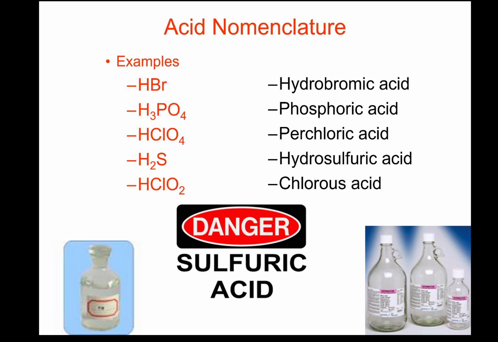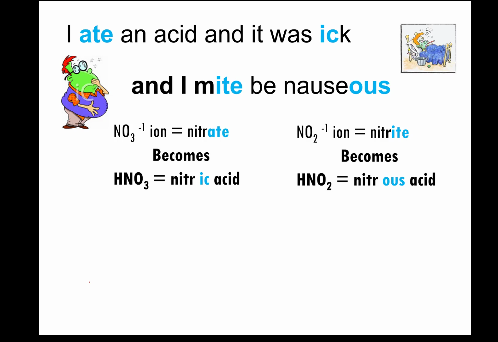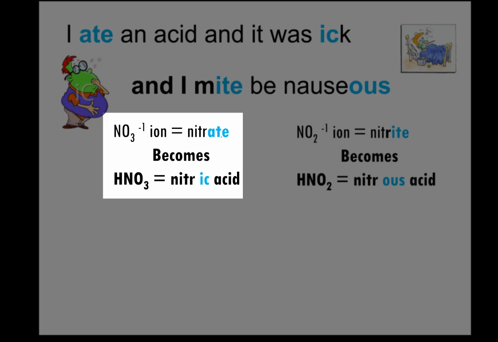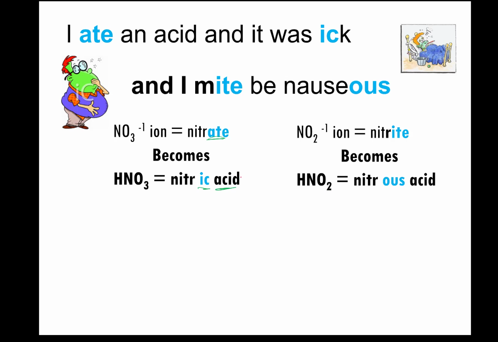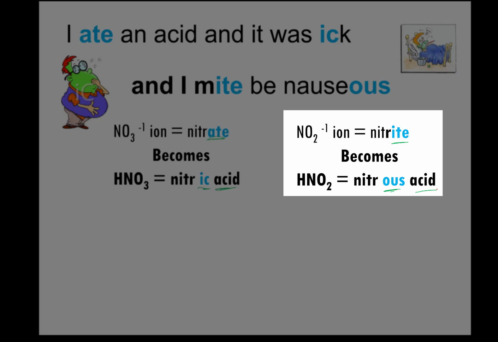So this gets really confusing. I get it. We have a little trick to help us remember how to change the endings. There are a couple of tricks, and this is one of them. Notice what's in blue. I ate an acid and it was ic. So if it ends in ate, it becomes ic acid. And I might, ite, be nauseous, OUS. So I ate an acid and it was ic, and I might be nauseous. Ate, ic acid; ite, OUS acid.